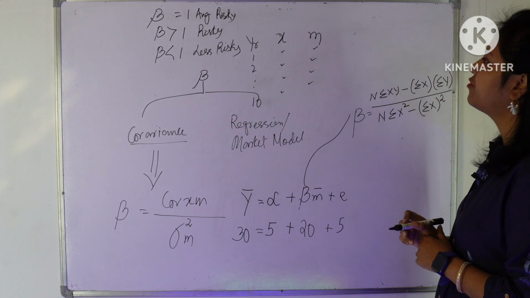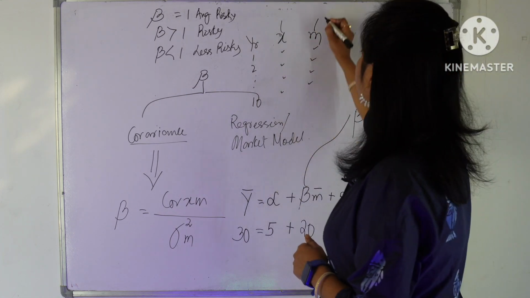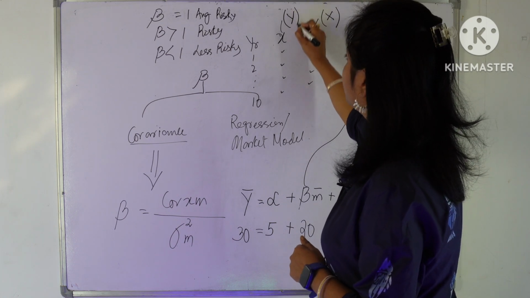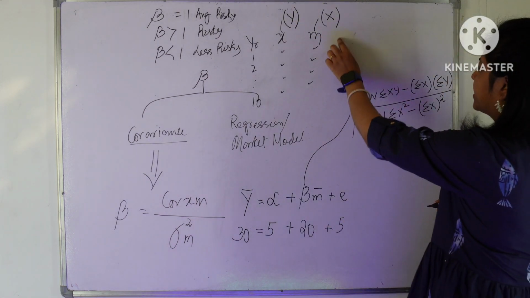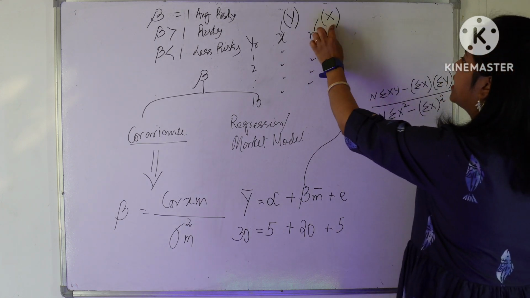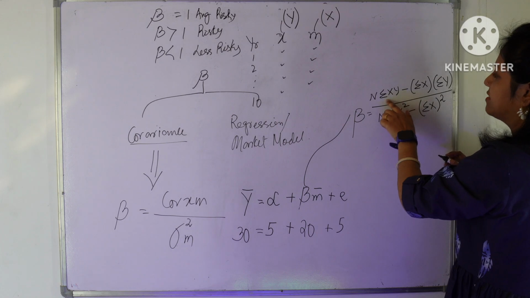X and Y. So I have to find out which one is X and which one is Y. We will consider the market returns to be X and the individual stock return to be Y. Okay, so market return is X, individual stock return is Y. So I multiply X and Y, that means I have to multiply these two values and sum them.